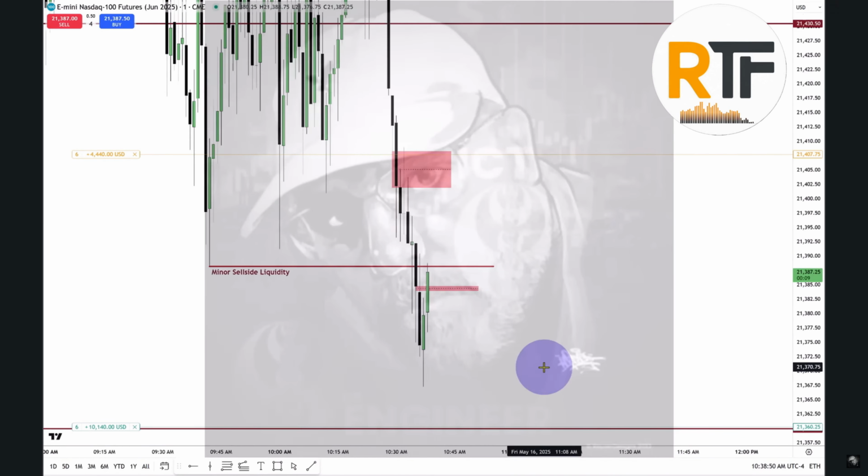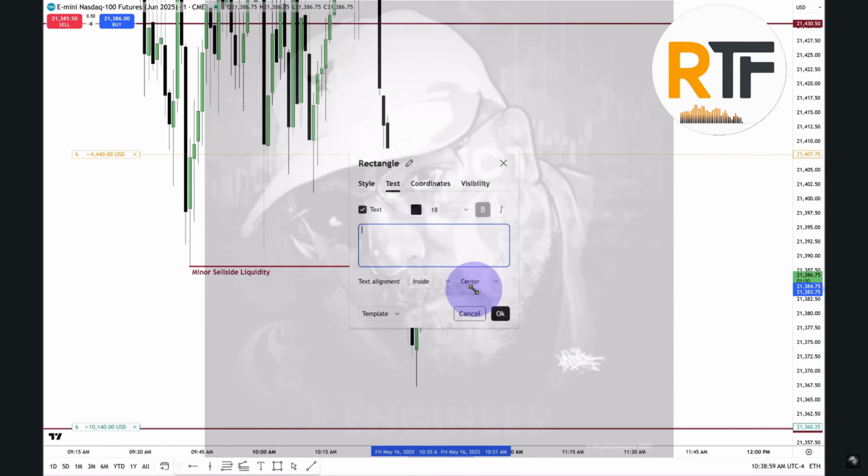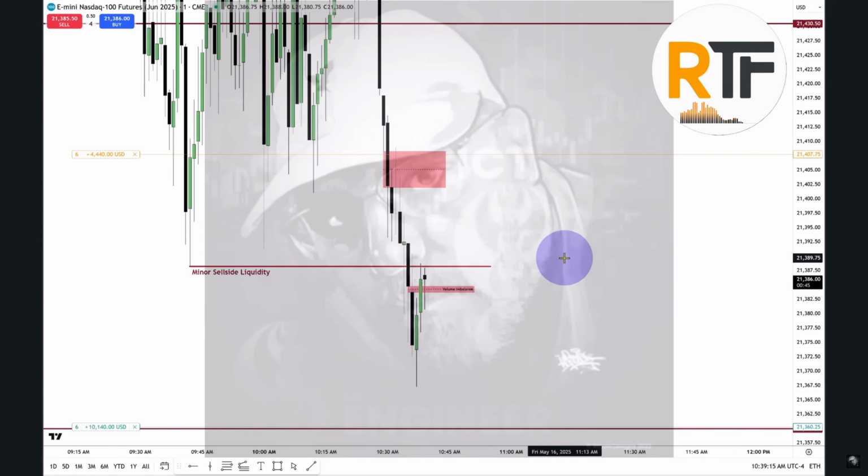Now remember, volume imbalances are like the most flexible PD array. So price can go through it, then come back down and then reuse it. It can just be used multiple times. So even though it is a PD array, it is very flexible in that price can go through it and not have to strictly respect it.